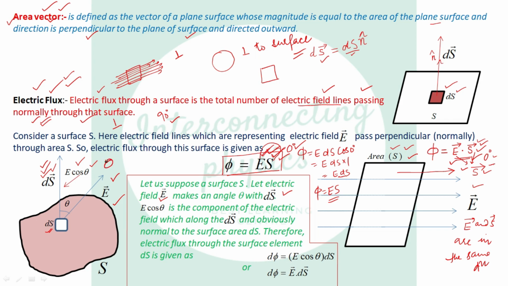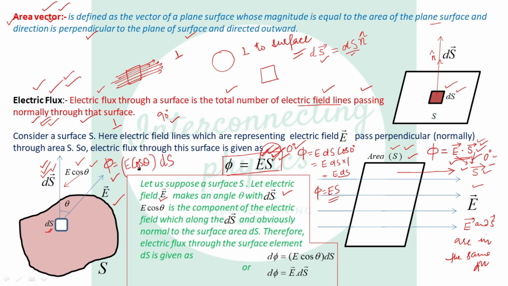So we write electric flux as electric field. Which electric field? E cos theta, because only this will constitute the electric flux and E sin theta will not. According to the definition, the total number of electric field lines passing normally, and the normal component of the electric field is E cos theta, which is along the area vector. So we write electric flux as electric field and area, that is ds.